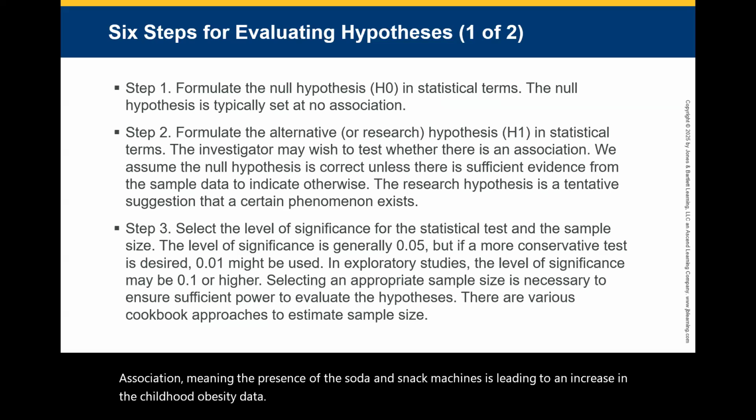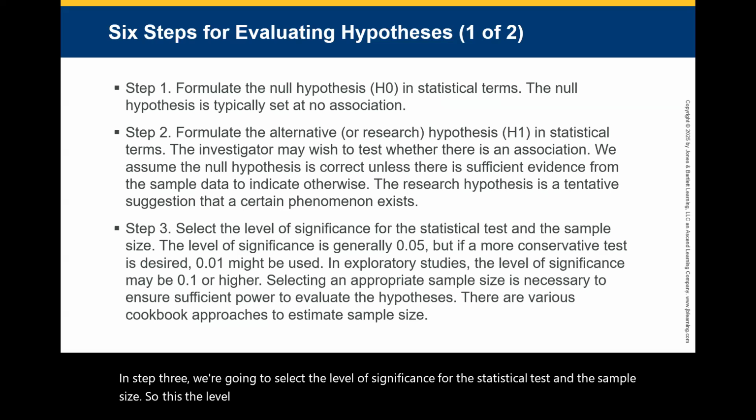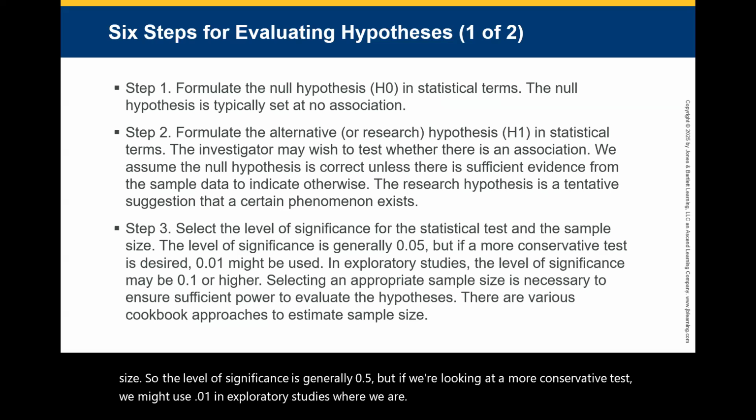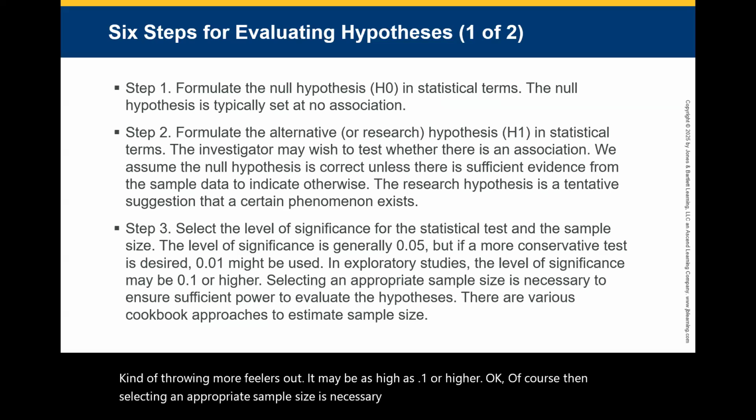In step three, we're going to select the level of significance for the statistical test and the sample size. So the level of significance is generally 0.05. But if we're looking at a more conservative test, we might use 0.01. In exploratory studies, where we are throwing more feelers out, it may be as high as 0.1 or higher. Of course, selecting an appropriate sample size is then necessary to ensure that sufficient power exists to evaluate the hypotheses.